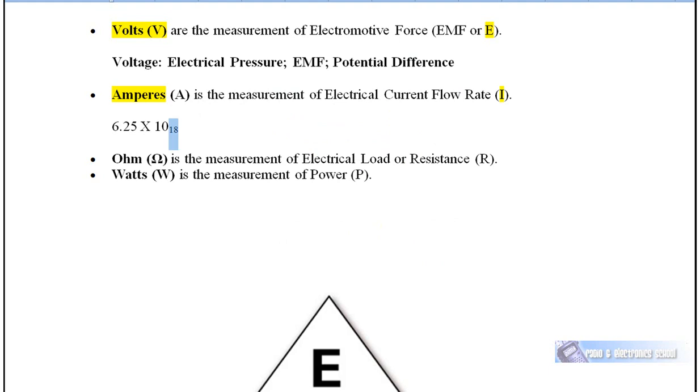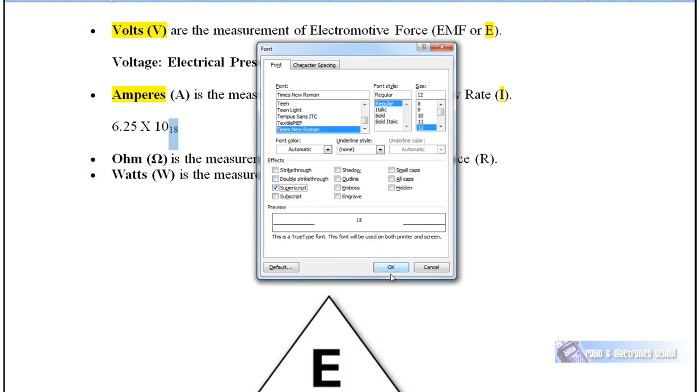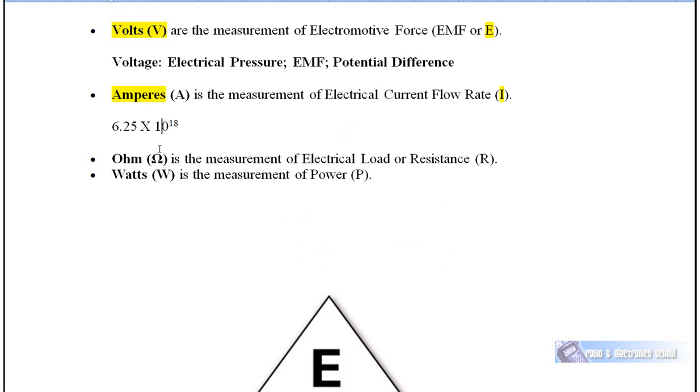Oh, I made a subscript out of it. How did I do that? Subscript, that's what we want. Okay, 6.25 by 10 to the power 18 electrons.